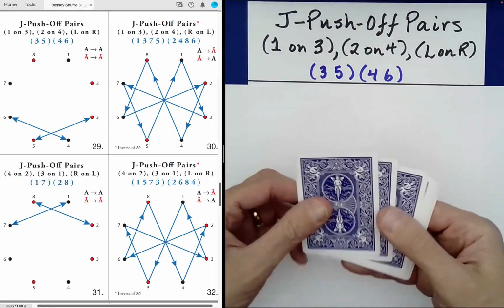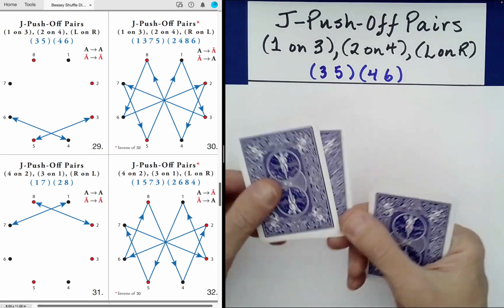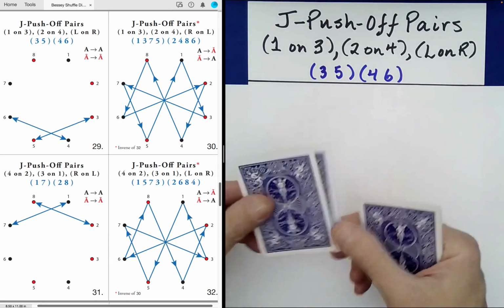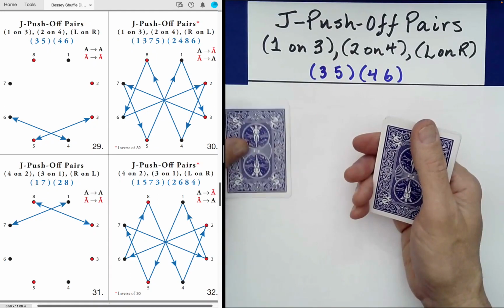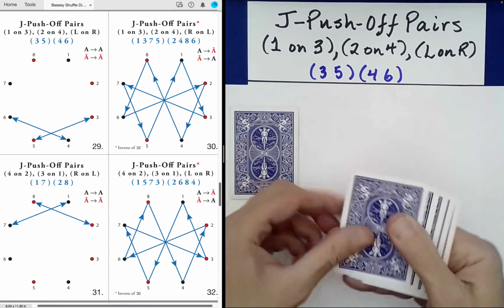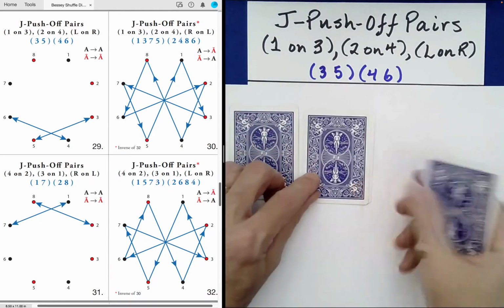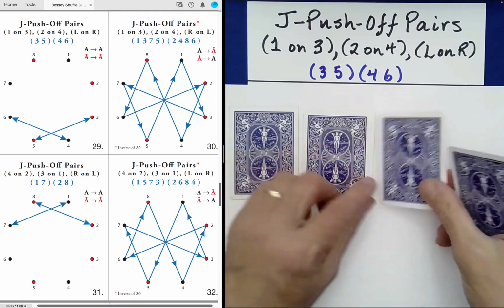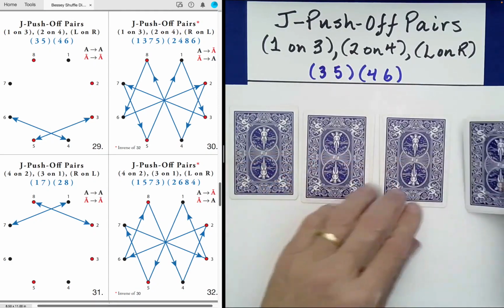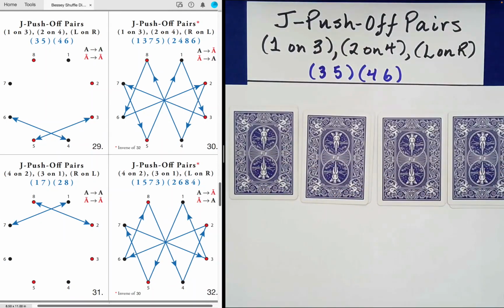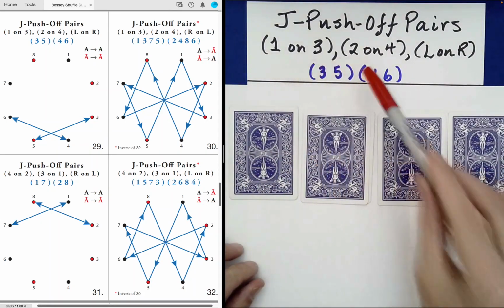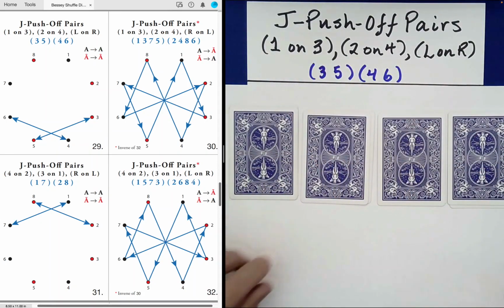Well, you just push off the top 2 cards without changing their order, maintain their order as is, set those down, and then push off the next 2, set those down, push off the next 2, set those down, and then the last 2 go down last.